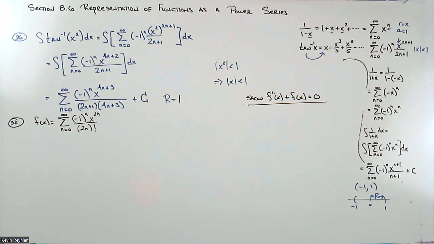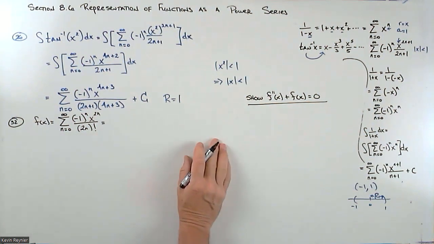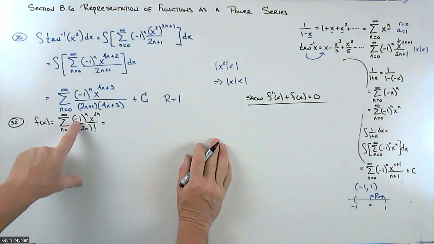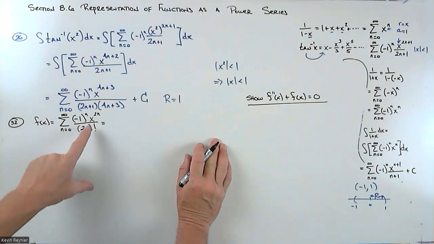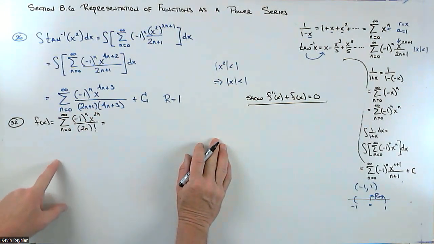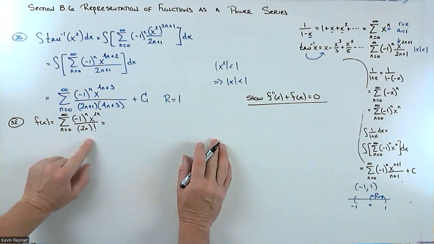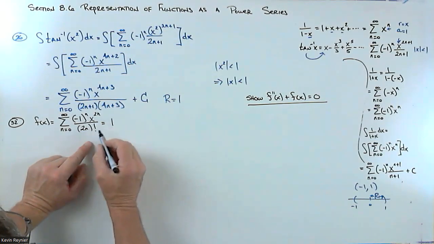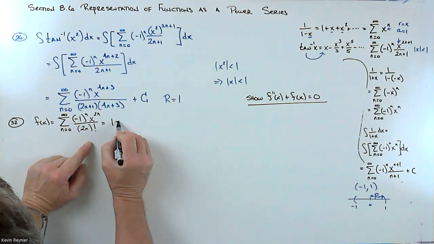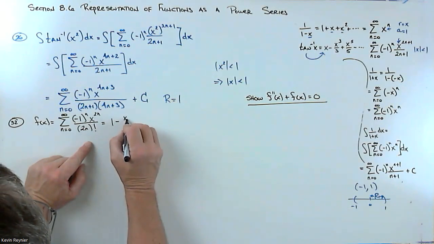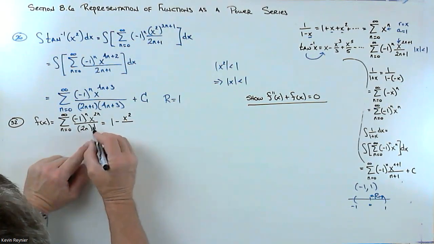So the easiest way to do something like this is just brute force. Just write down what f of x is. If you put a 0 in here, you get -1 to the 0. That's 1. You get x to the 0. That's 1. You get 0 factorial. Also 1. So you get 1. If you put 1 in here, you're going to get a minus, x squared, and 2 factorial.